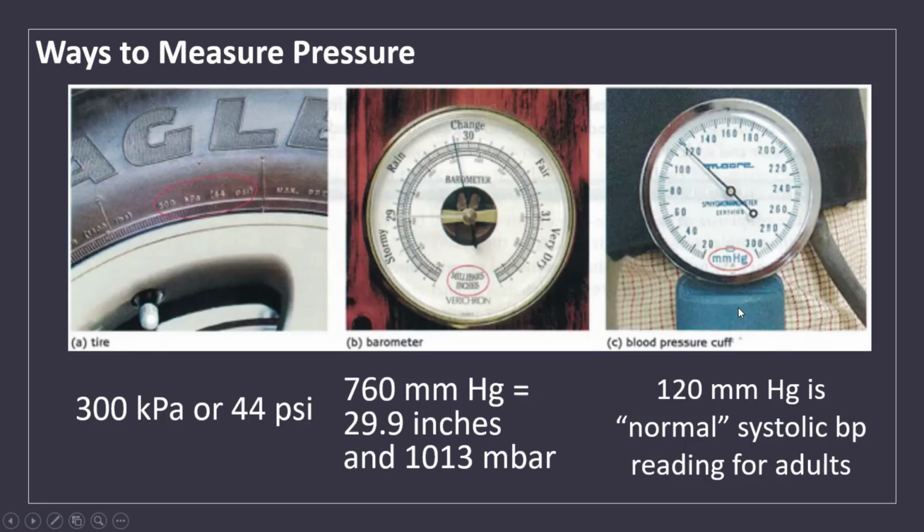Now, the third kind of pressure measurer is a blood pressure cuff. So it seems weird to see 120 on this meter, 120 millimeters of mercury. We know that 760 millimeters of mercury is normal air pressure, so you'd think in our bodies it would be more. But the thing is, this kind of meter does not account for outside pressure.